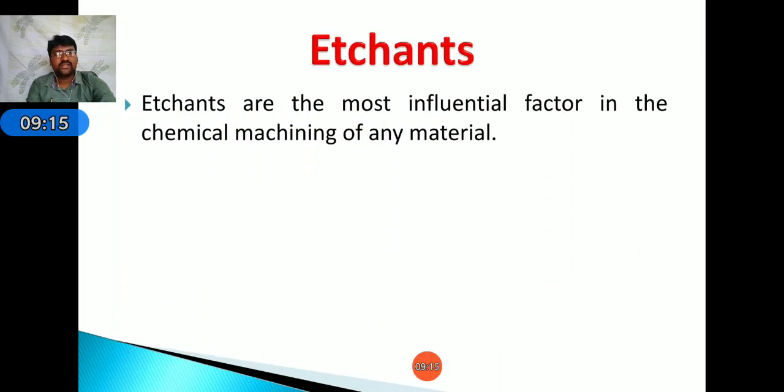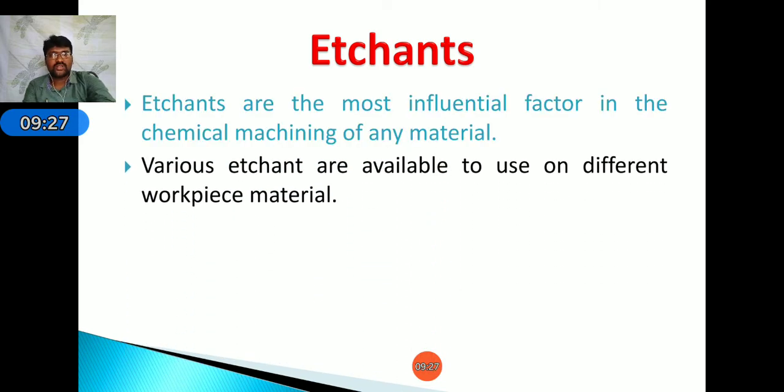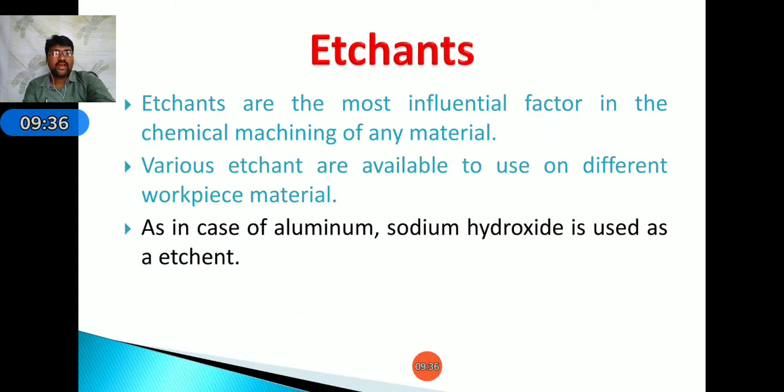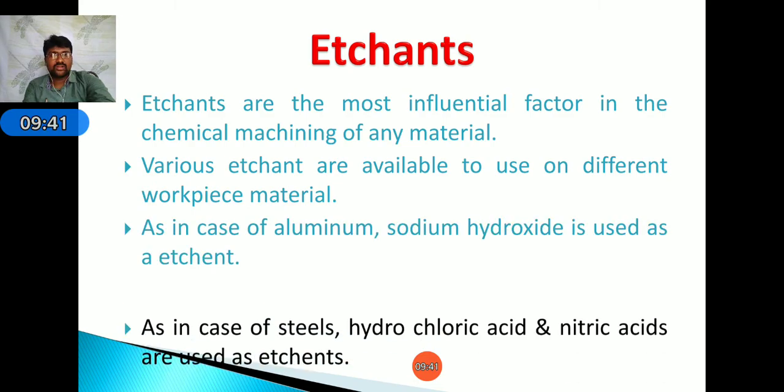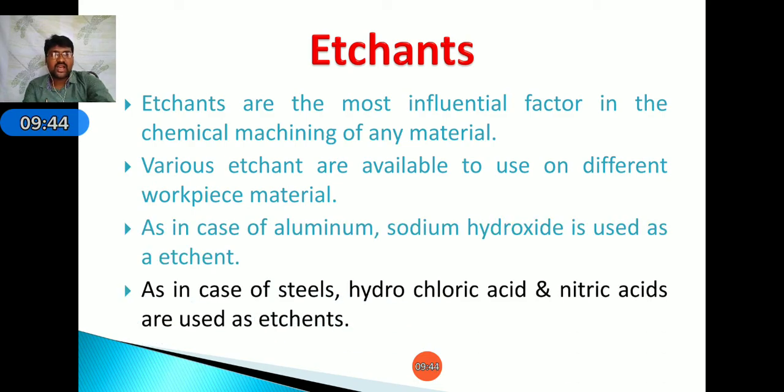Next, coming to etchants. Etchants are the most influential factors in the chemical machining process of any material, because by using the etchants, we are removing the workpiece. Various etchants are available to use on different workpieces. Based on the type of material, we can select the etchant. In case of aluminum, sodium hydroxide is used as an etchant. In case of steels, hydrochloric acid and nitric acid are used as etchants.